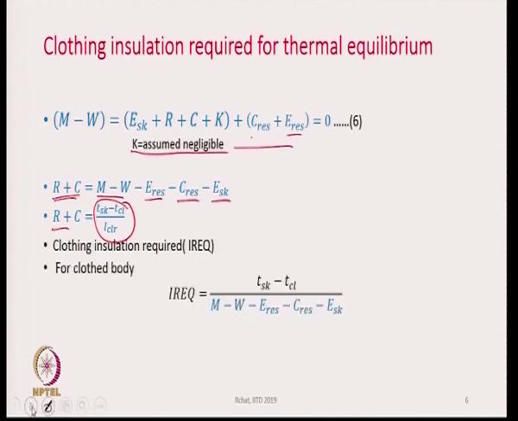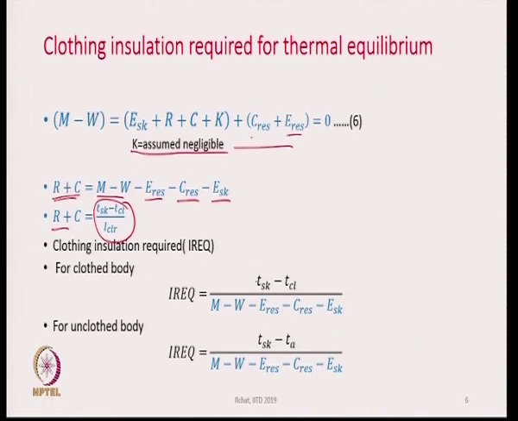Therefore, for a clothed body, the clothing insulation required will be (Tsk minus Tcl) divided by (R plus C). I_req stands for clothing insulation required, that means it is basically I_clr. Clothing insulation required, I_req, will be (Tsk minus Tcl) divided by (C plus R). C plus R is what? M minus W minus Ers minus Crs minus Esk, that is what is written here. And this is for the clothed body.